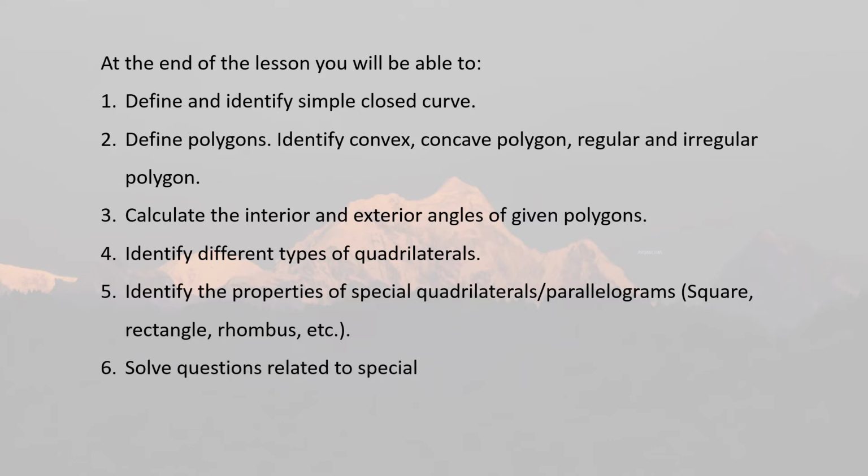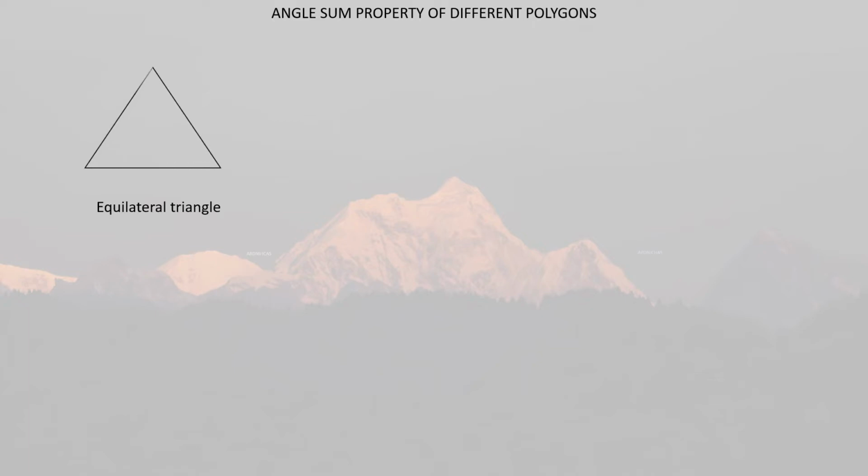And finally, you'll be able to solve questions related to the special parallelograms. Let us try to understand the angle sum property of different polygons. We'll start off by taking a polygon having only three sides, because there are no other polygons having two sides.